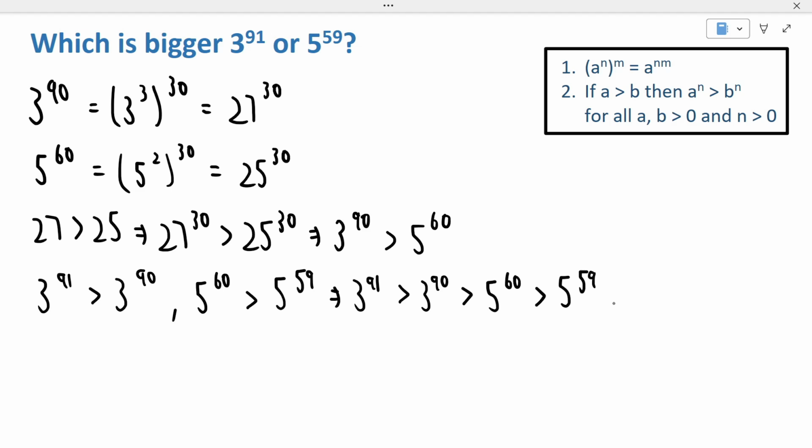So we did a comparison of two other expressions, 3 to the power of 90 and 5 to the power of 60, which were easier to compare to help with our original comparison. So we can conclude that 3 to the power of 91 is greater than 5 to the power of 59.